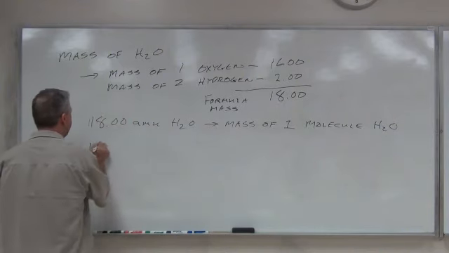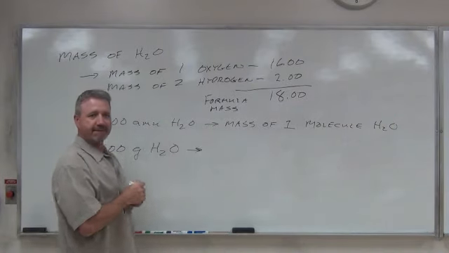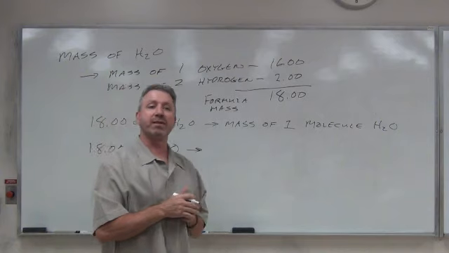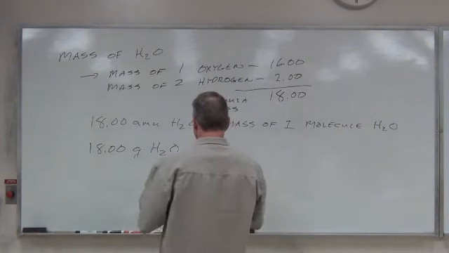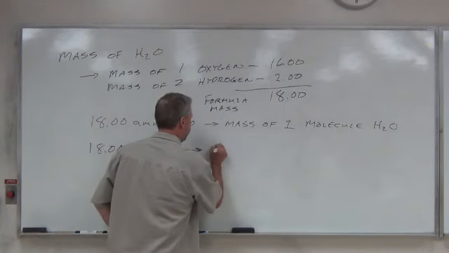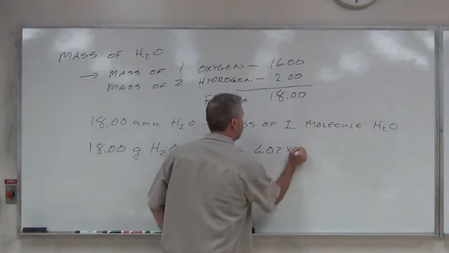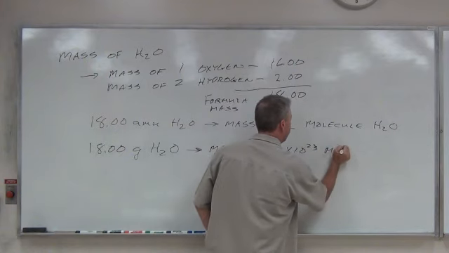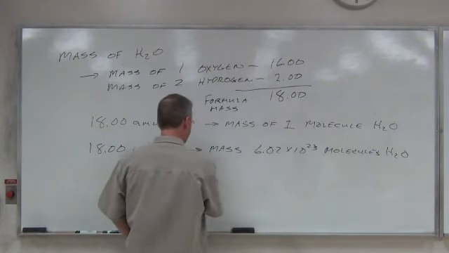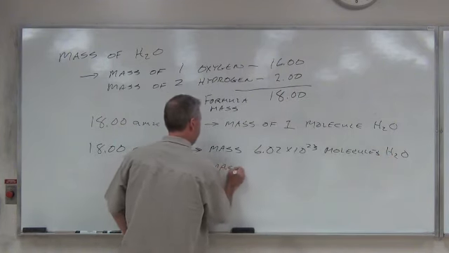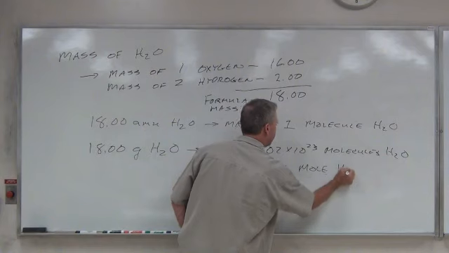What do you think 18 grams would represent? One mole. One mole, which is how many molecules of water? 6.02 times 10 to the 23rd. That's right. 18 grams of water is the mass of 6.02 times 10 to the 23rd molecules of water. Or, stated differently, the mass of one mole of water.